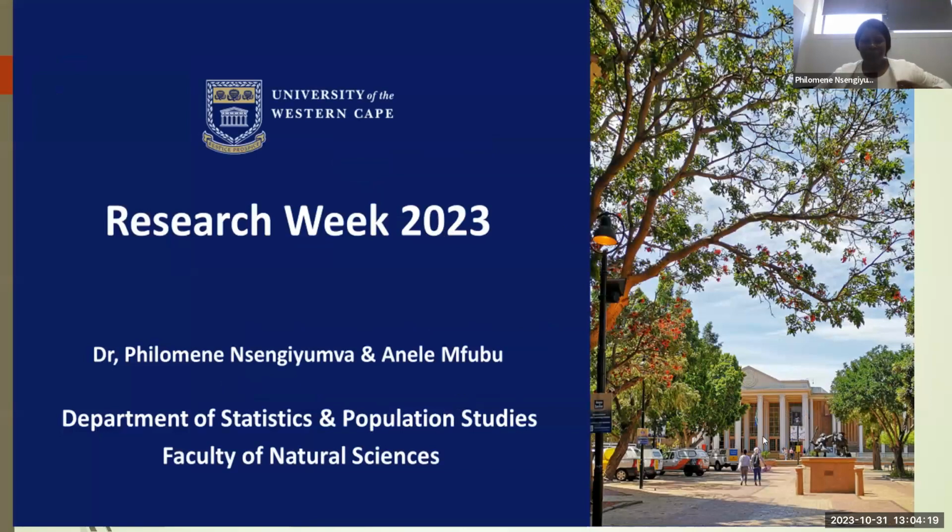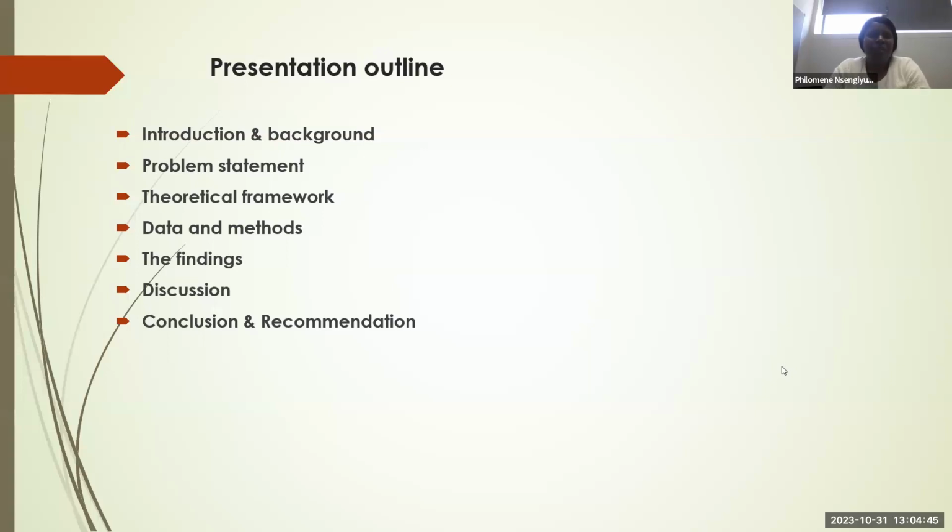Okay. Thank you. My name is Philomene Sendyumva, and I'm presenting for Anele. This is a paper which came from my MPhil student, Anele Mfubu. That's why I added her name as well. I come from the Department of Statistics and Population Studies, Faculty of Natural Sciences. In the outline of my presentation, you can expect the introduction and background, problem statement, theoretical framework, data and methods, findings, discussion, conclusion, and recommendation.